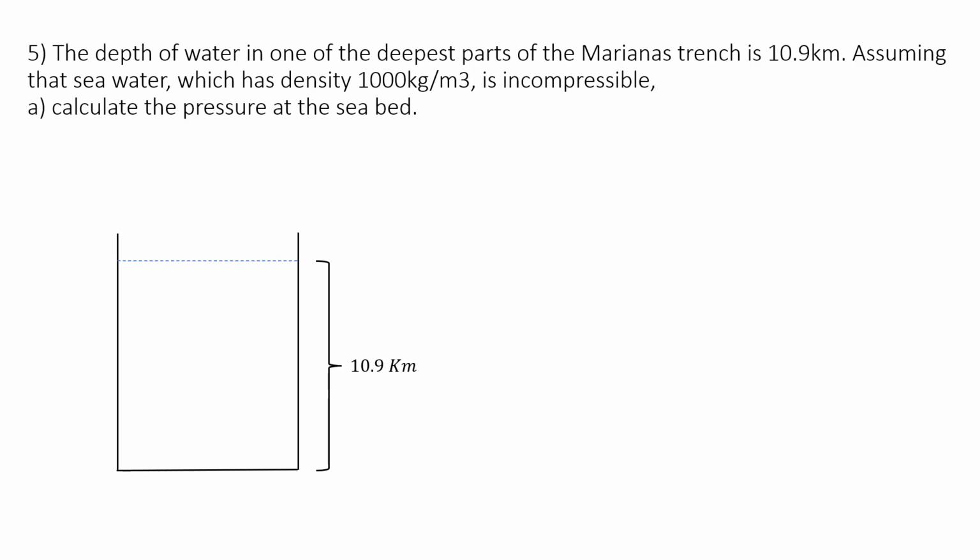Here's our Marianas Trench. It is 10.9 kilometers deep, and the equation for pressure is simply rho g h, where rho is the density, g is the acceleration, and h is the depth. And we can put in our values as such, and we get a value of 1.07 times 10 to the 8 pascals.